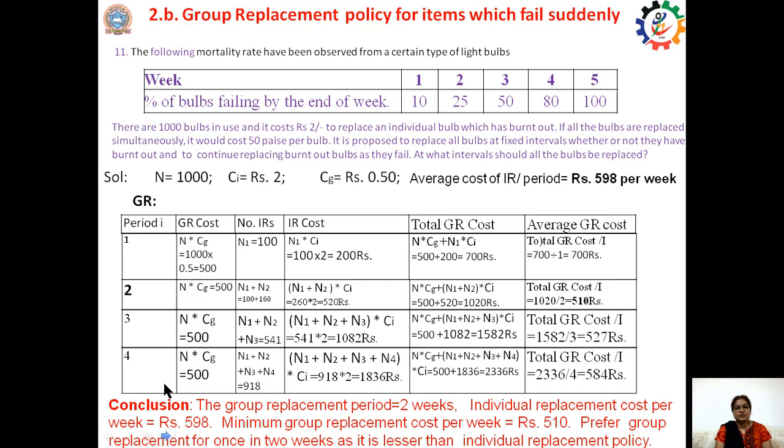Individual replacement cost per week is 598. Minimum group replacement cost per week is 510. So prefer GRP once in 2 weeks. Sometimes they ask when individual replacement is more preferable. Consider the first week value 700, 598, which is minimum. So if at all you are considering the first week, then you go for individual replacement. Don't go for group replacement. If you are considering only 1 week, go for individual replacement. But if you consider the complete life, go for replacement once every 2 weeks.